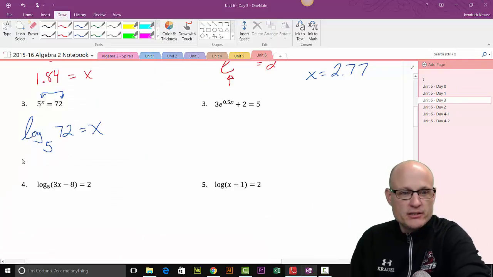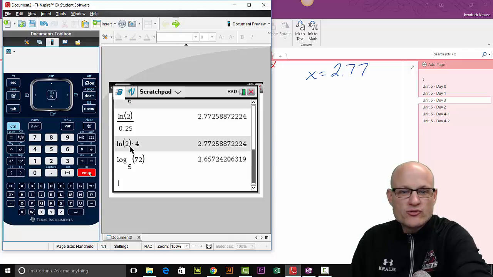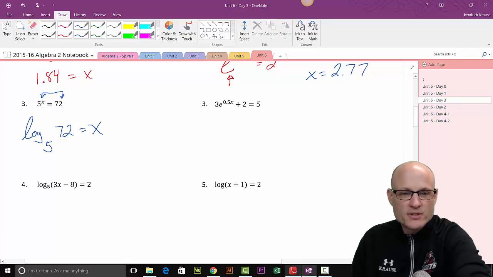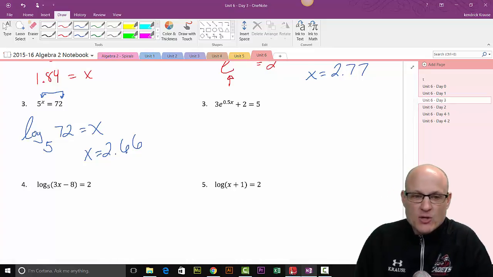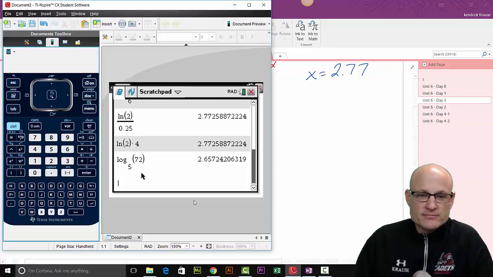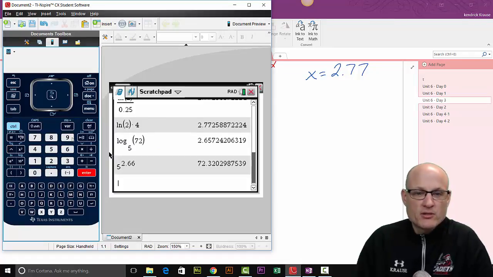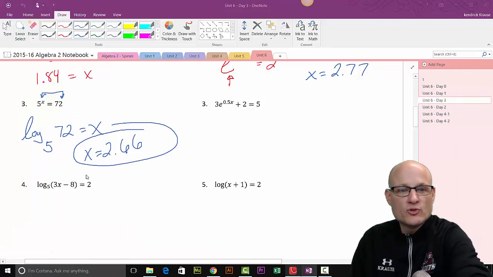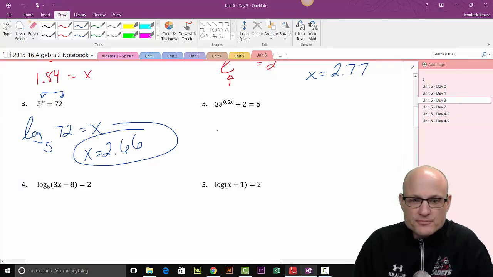Log base 5 of 72. We're going to round to the hundredths place. 2.66. x equals 2.66. Now, you know, you could always check these. In this case, it should make sense, right? But I could always check it. 5 raised to the 2.66. It better be close to 72. 3. It's close.